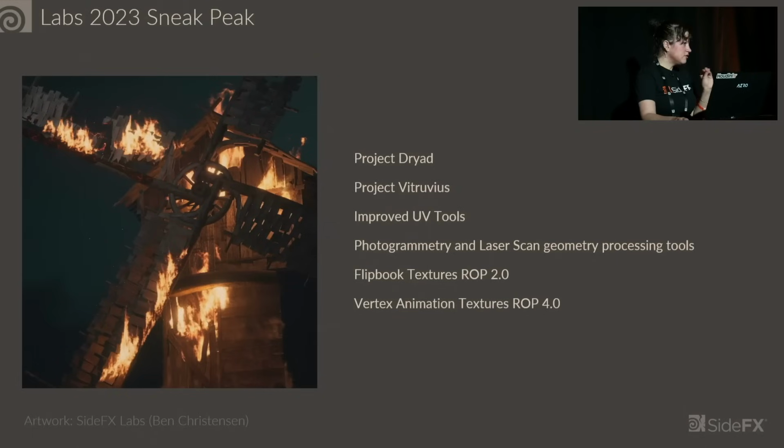Let's take a little look at what we have coming up. Project Dryad and Vitruvius, I'll touch on in a second. Improved UV tools, more photogrammetry tools. We've looked at what's released already. And I know Maya's working on flipbook textures; he gave a talk on that yesterday. He's also looking into improvements for VAT, or vertex animation textures.